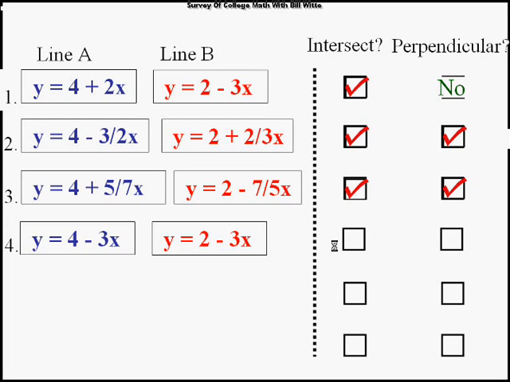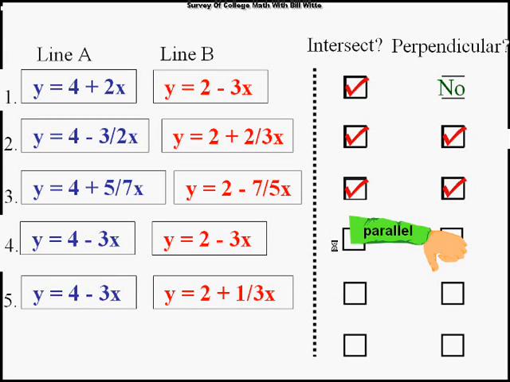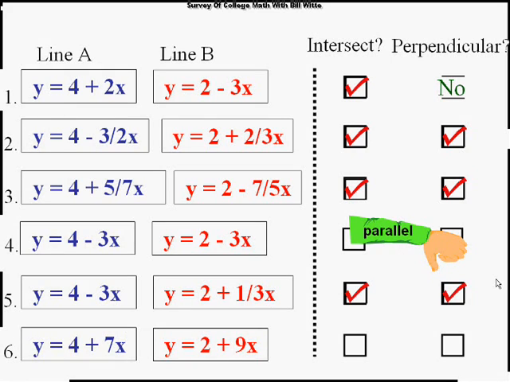Now this is a little bit tricky. Do these ones intersect? No, they're parallel because the slopes are the same, you see? Do these ones intersect? Yes, they intersect because the slopes are different. Now this is tricky. Minus 3, don't forget, is minus 3 over 1. And the other slope is 1 over 3. So in this case, it might not look right away, but they are perpendicular.